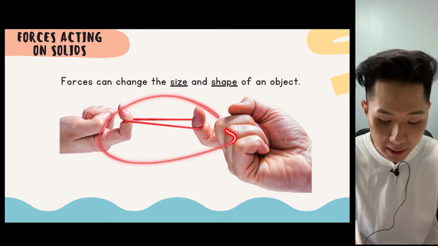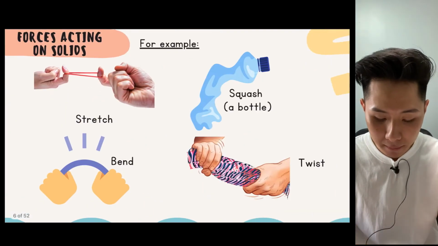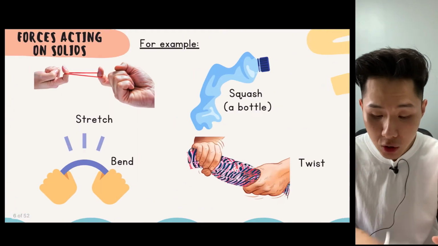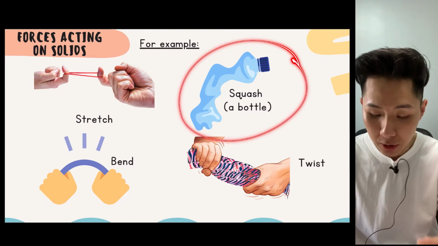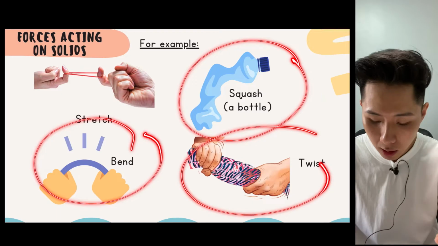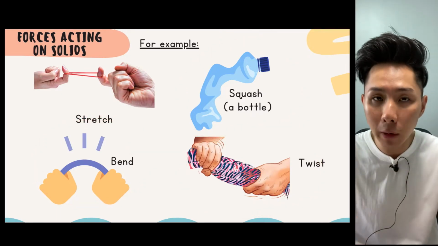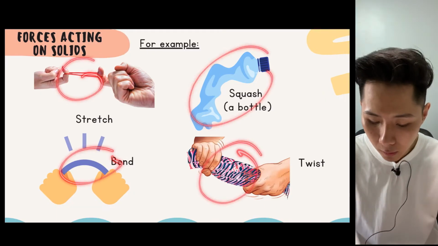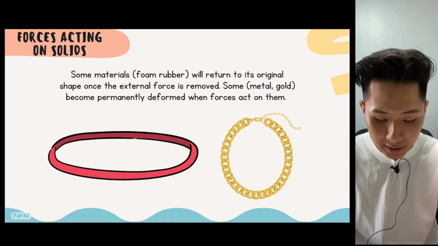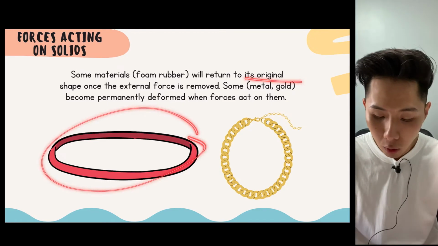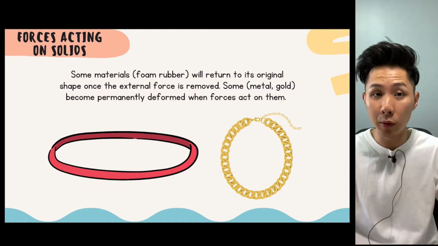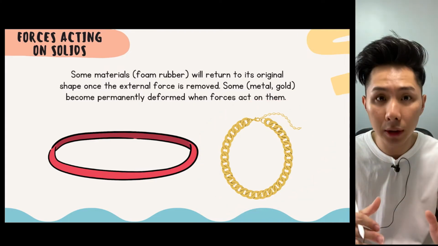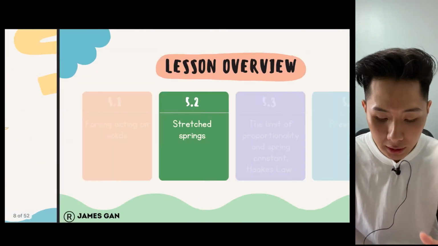For instance, we have a rubber band here. If you were to stretch it, you will get a different size and also probably a different shape. We can also squash a rubber band like that, bend an object, or twist it. So there are lots of ways we can apply force on solids, and different materials will behave differently when forces are applied on them. Some materials, like a rubber band, will return to their original shape once the external force is removed. But some other materials like metal or gold do not return to the original shape. They are called permanently deformed.